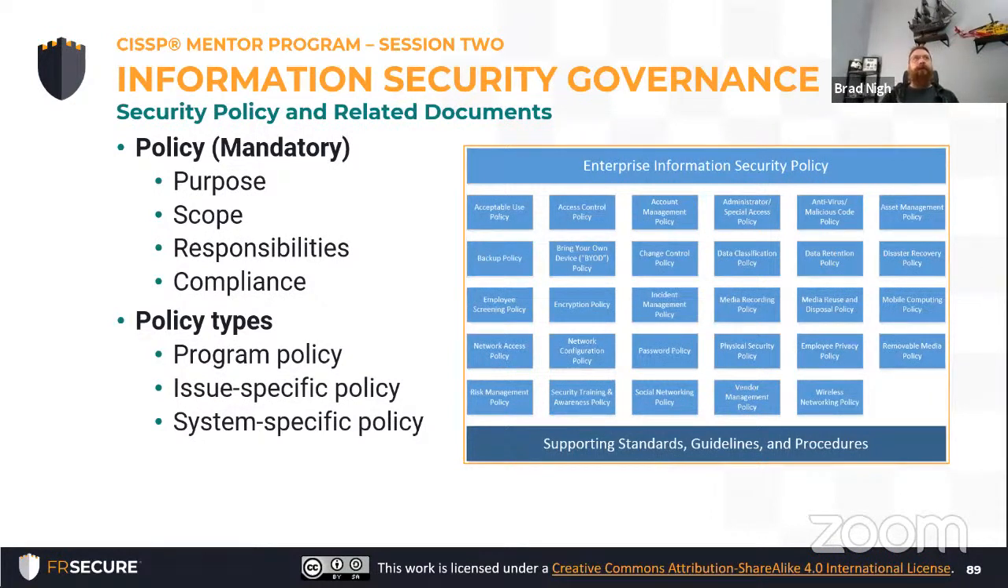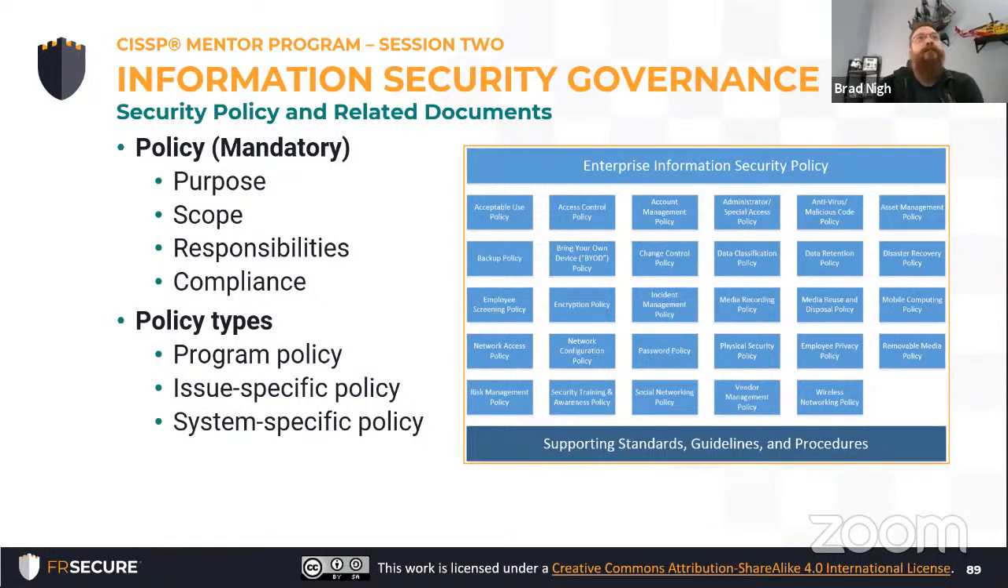Policy is mandatory, high level, right? Let me go back. Policies have those four pieces there, right? What's the purpose? What's the scope? What is this policy accomplishing? What does it cover? What are the responsibilities? What are the users, or whoever it is, responsible for doing? And then how do we understand what compliance looks like? This is what we typically use for a policy deck. Try to keep it simple, but at the same time, there's a lot that goes into these.